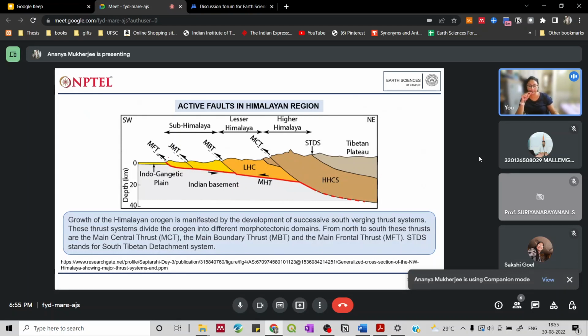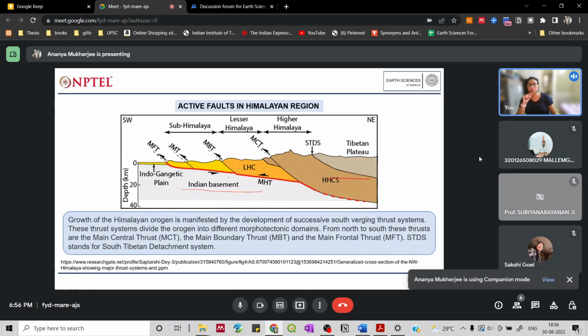We can see that there are several thrusts. These are major thrusts. This is your Main Frontal Thrust, this is your Jwalamukhi Thrust, this is your Main Boundary Thrust, this is the Main Central Thrust. STDS is the South Tibetan Detachment System, LHC is the Lesser Himalayan Crystalline Basement, this is the Indian basement, and this is the Tibetan plateau, which is a part of the Eurasian plate.